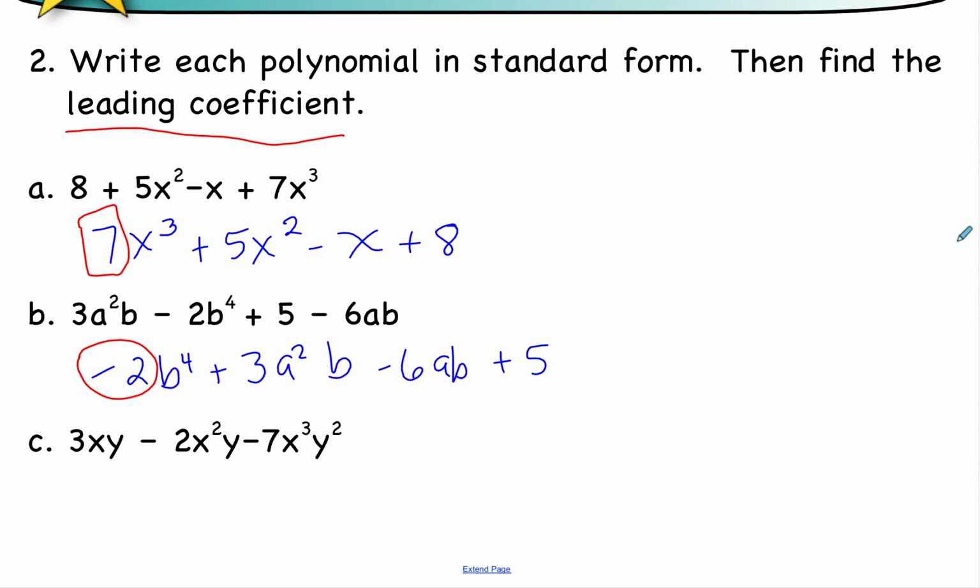For letter C, if we put that one in decreasing order, the highest degree term, or the highest degree monomial, is the negative 7x cubed y squared. Then comes the negative 2x squared y, that has degree 3. And then comes the 3xy, that has degree 2. Leading coefficient then is the number in front of the first term, which is negative 7.